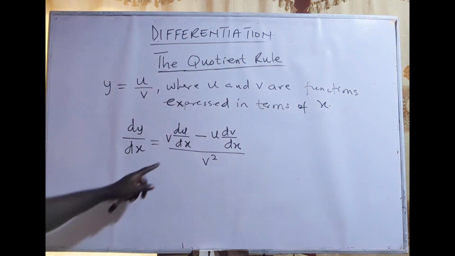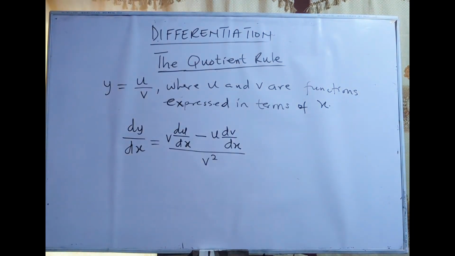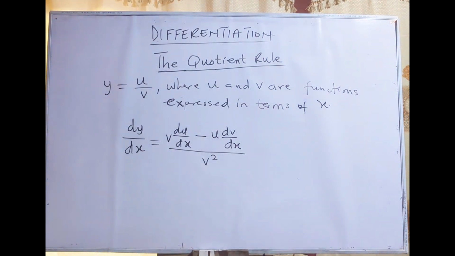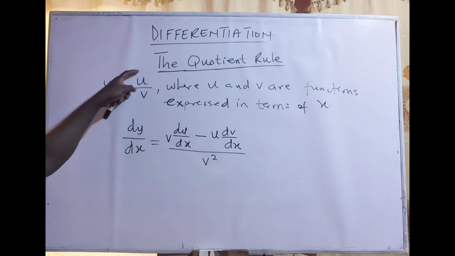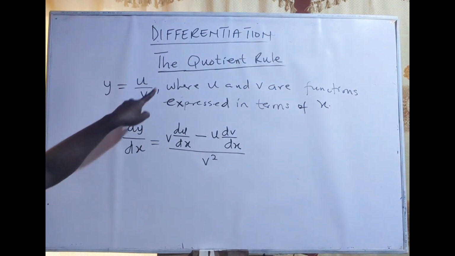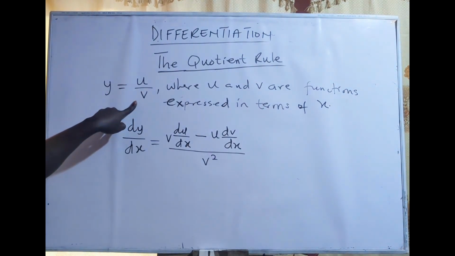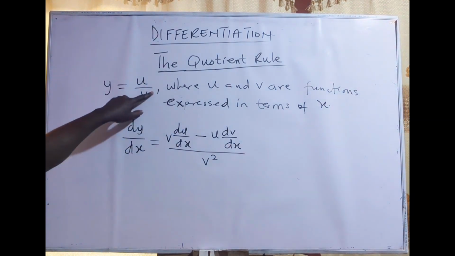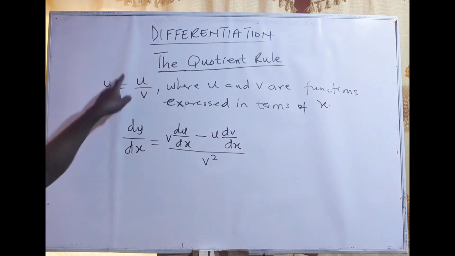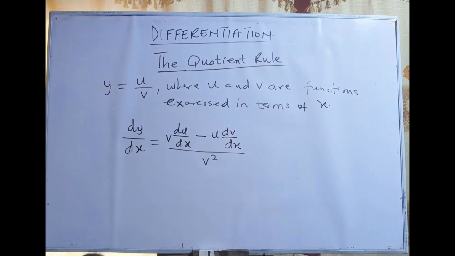Okay, so this is how your quotient rule is. Differentiate the top, the numerator, multiply by the denominator, minus differentiate the denominator, multiply by the numerator, and then you square the denominator. We are going to give an example and then solve on that.